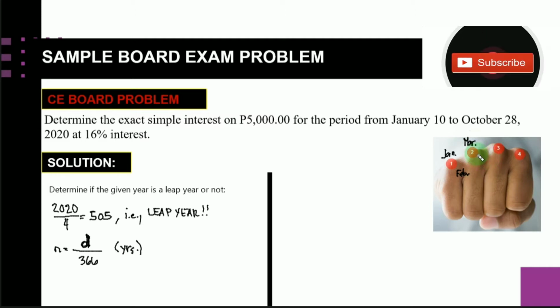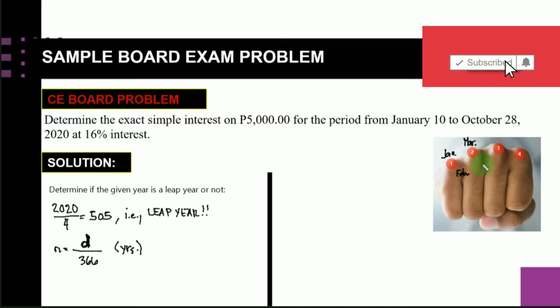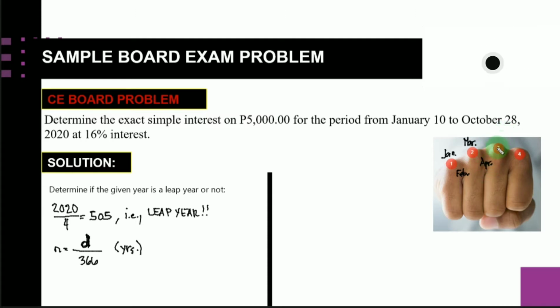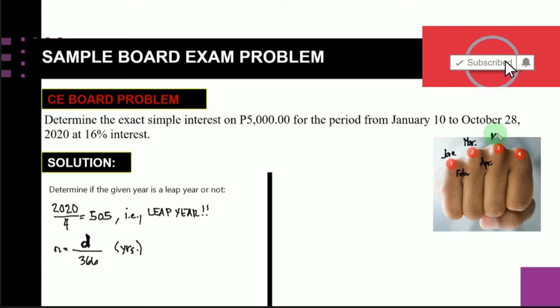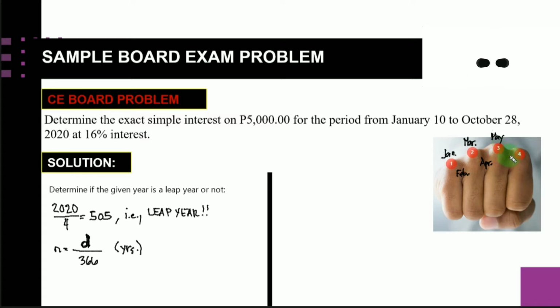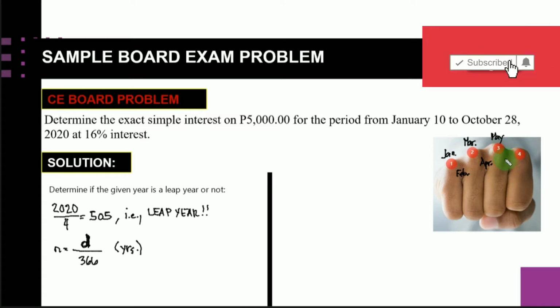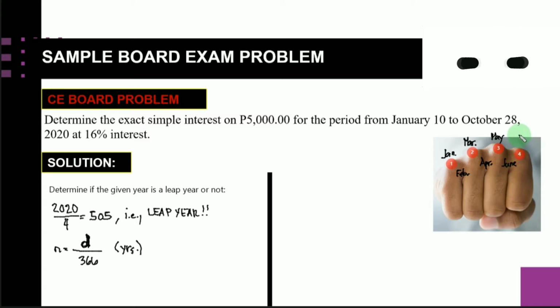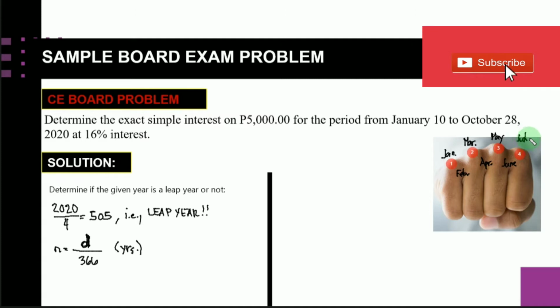And in between the knuckles 2 and 3, we have April, okay. And then for the knuckle 3, this is May, okay. And in between the knuckles 3 and 4, we have the month of June, okay. And then in this knuckle 4, this is the month of July, okay.